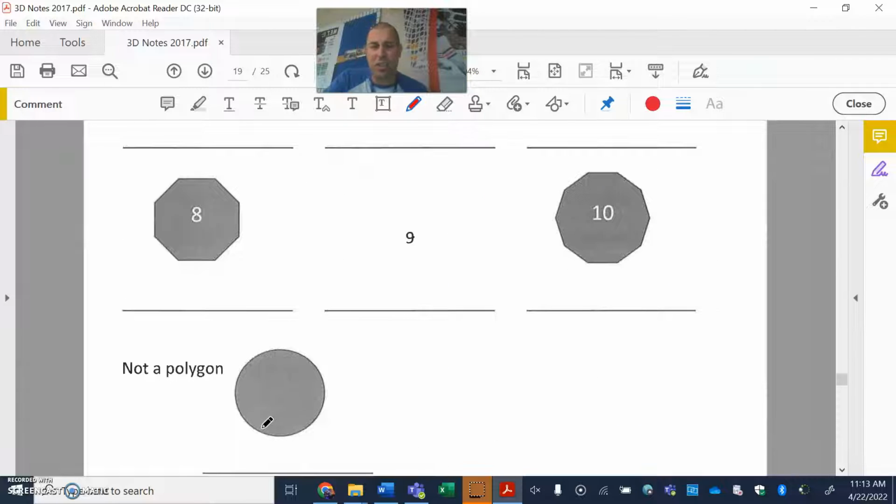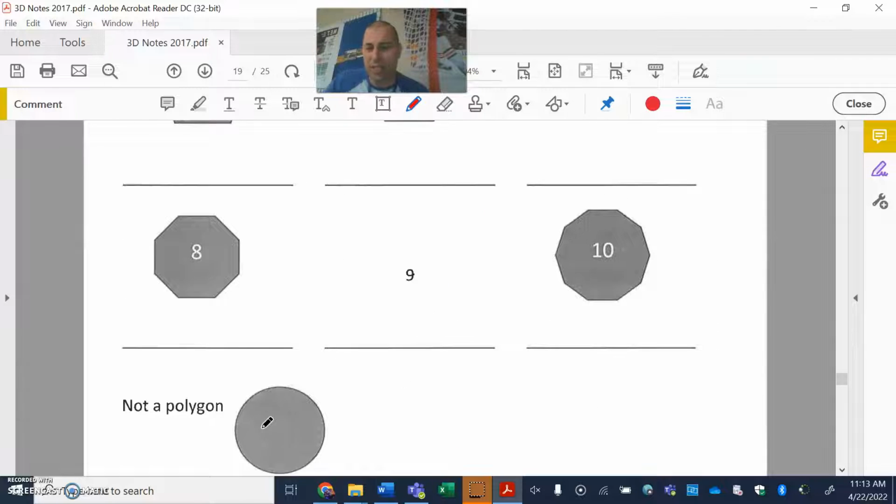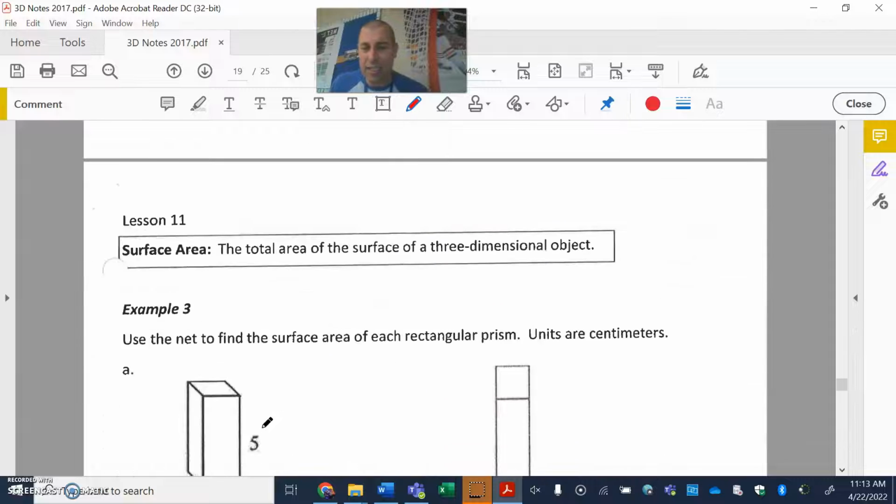And you know what? That just goes into more of the same of what we saw that's on the list. And yeah, people, that's it. Lesson 11 is going to be surface area, but we're not ready for that yet.